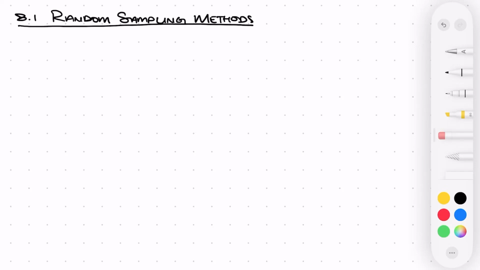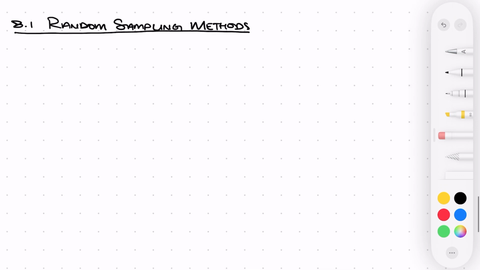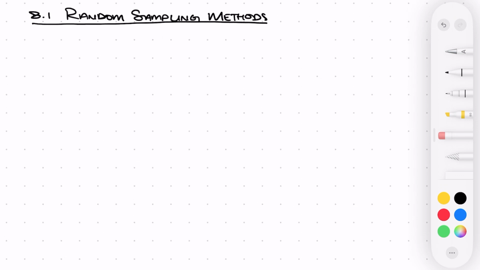All right, hello students. So we're going to get into this unit. We're going to start with 8.1, which is about random sampling methods. You could go ahead and copy this title down.